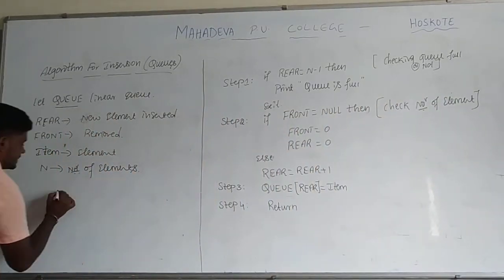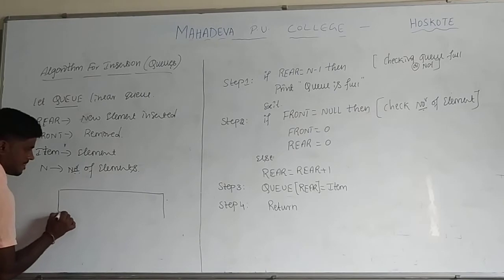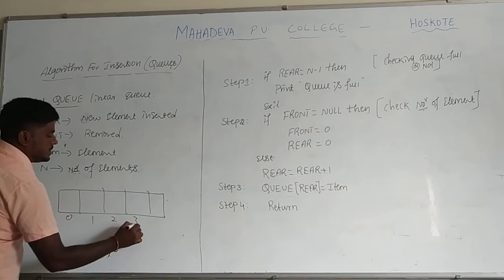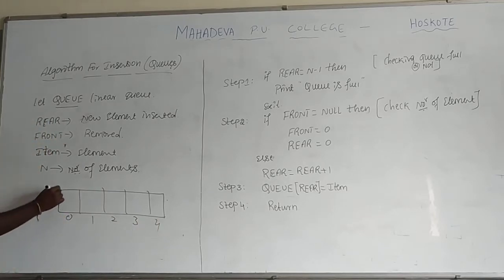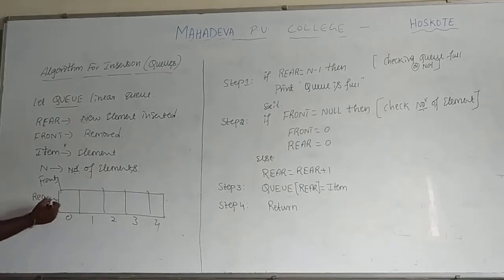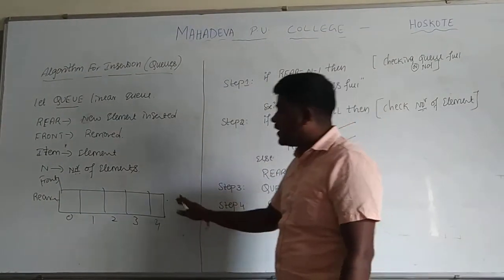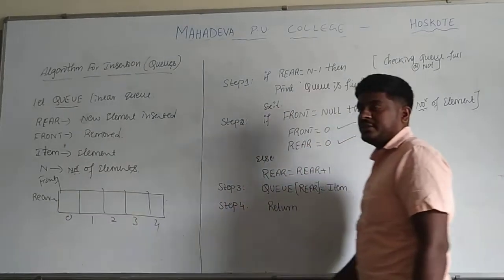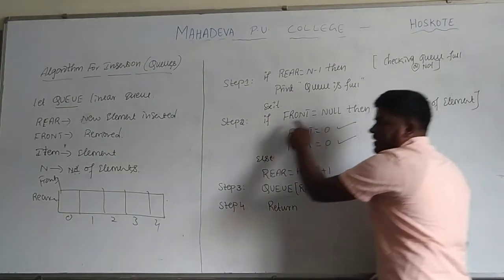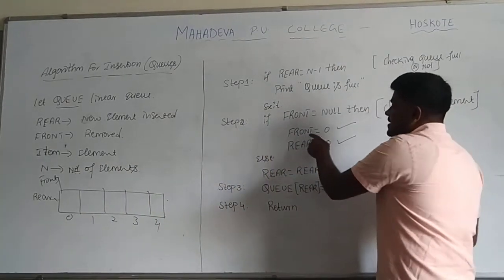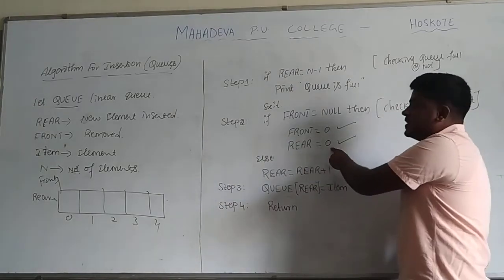Consider positions 0, 1, 2, 3, 4. Here the front end is 0 and the rear end is also 0. Why? Because there is no element present in the queue. That means front is equal to null. Then front is also 0 and rear is also 0, because there is no element present in the queue data structure. So if this condition is true, the queue definitely has no element, and we set front equal to 0, then rear is also equal to 0.